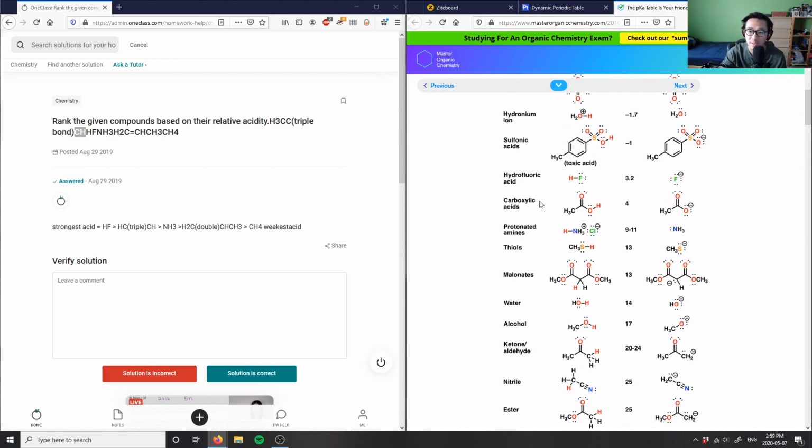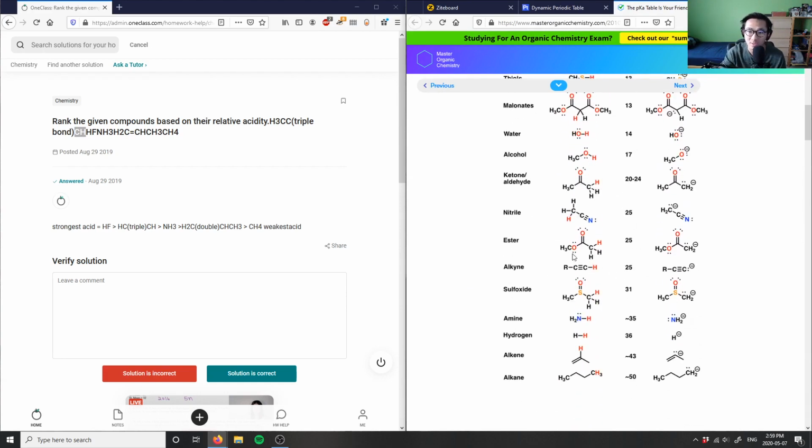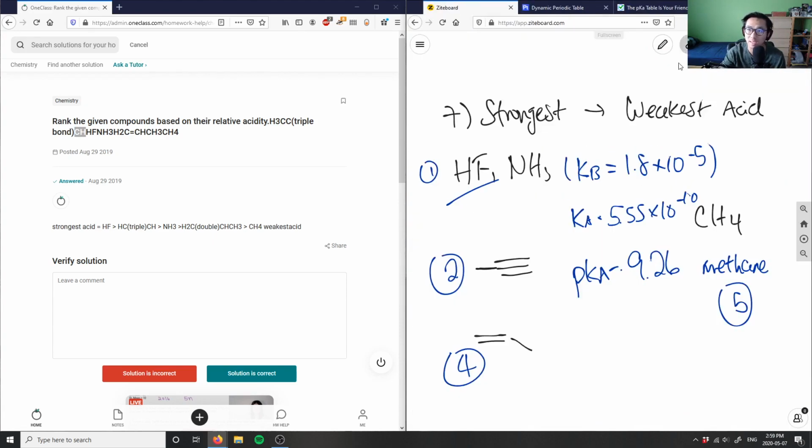And this here is going to be more acidic here. And alkynes are actually going to be even less acidic than that here. So this here will not take our number 2 spot. So number 2 spot is going to go towards our ammonia, and then 3 will be alkyne, and then alkane, and then our methane, right?